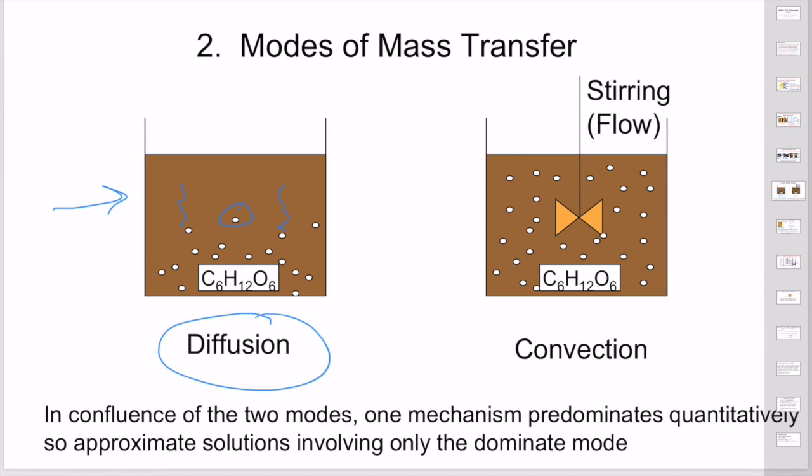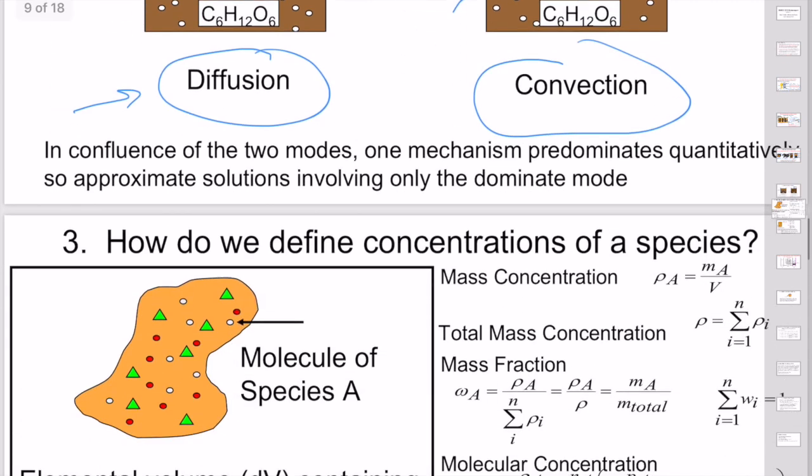Right. And then the other mode is convection, and this is where you're putting your spoon in the coffee and stirring it because you want to hurry this process up. Right, because I have to get to class. Right. So convection is generally much faster than diffusion. Right now we're focusing on diffusion. We'll talk about convection a little bit later, a few lectures from now.